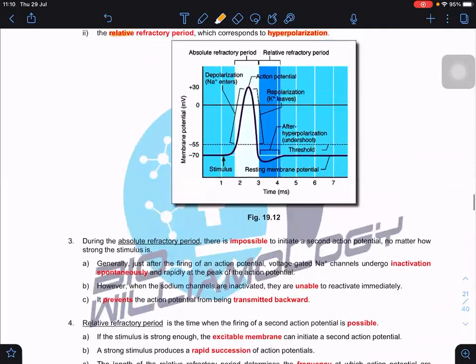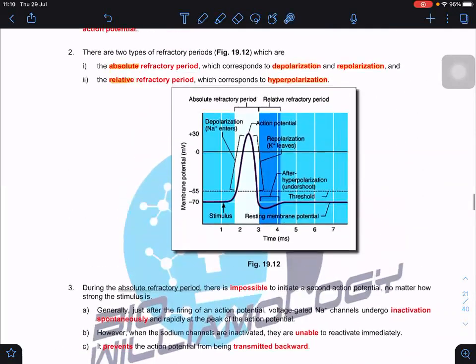So this is a diagram to show you guys. Okay, you can see that during this particular depolarization, the rapid depolarization and repolarization belongs to absolute refractory periods. And then you can see that these hyperpolarizations, can you see the hyperpolarization? So this hyperpolarization represents the relative refractory period.